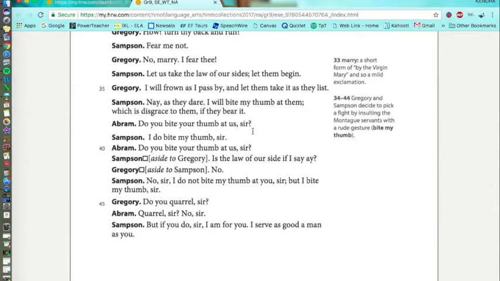it. Abram: Do you bite your thumb at us, sir? Samson: I do bite my thumb, sir. Abram: Do you bite your thumb at us, sir?